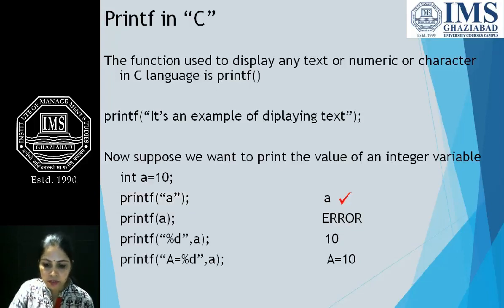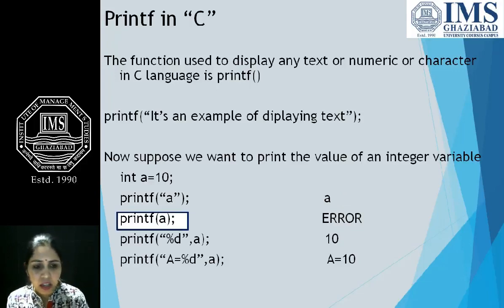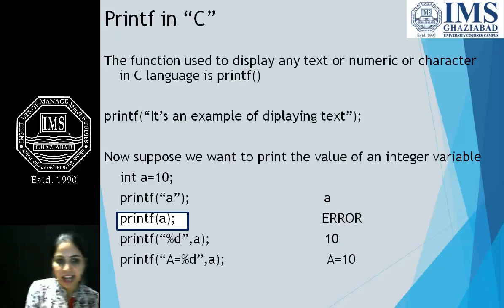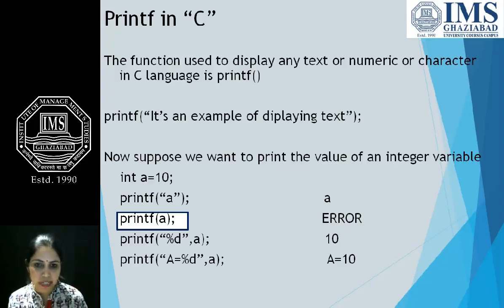Next we have printf a. In printf a, I have not used double quotes, I have not used any format specifier, so it's an error for the C program. Now our main question is how to display the value of a, that is 10.